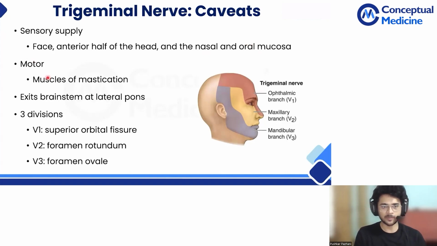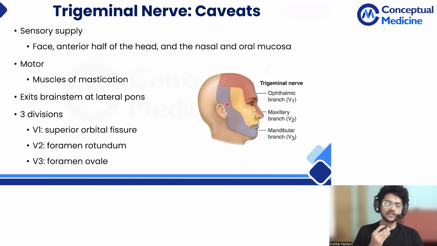Regarding its motor supply, it's mainly the muscles of mastication, and the trigeminal nerve exits the pons via the lateral surface. There are three major divisions of the trigeminal nerve. If you look over here, we have the ophthalmic nerve, which is the first division. Then we have the maxillary branch, which is the second division. Then we have the mandibular division, which is the third division.